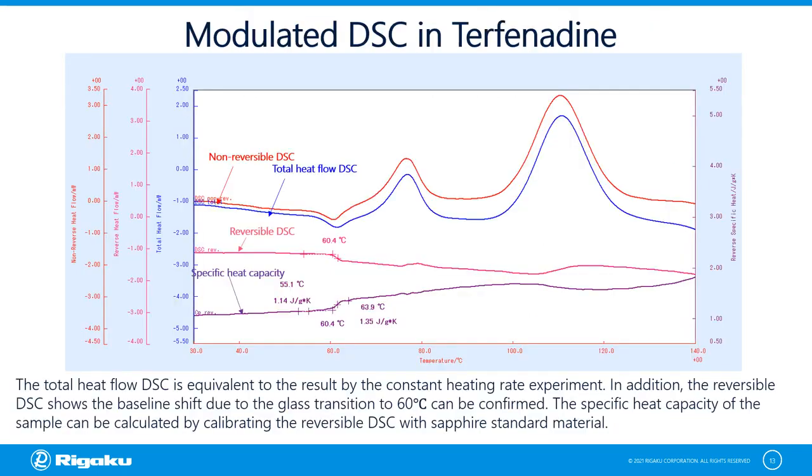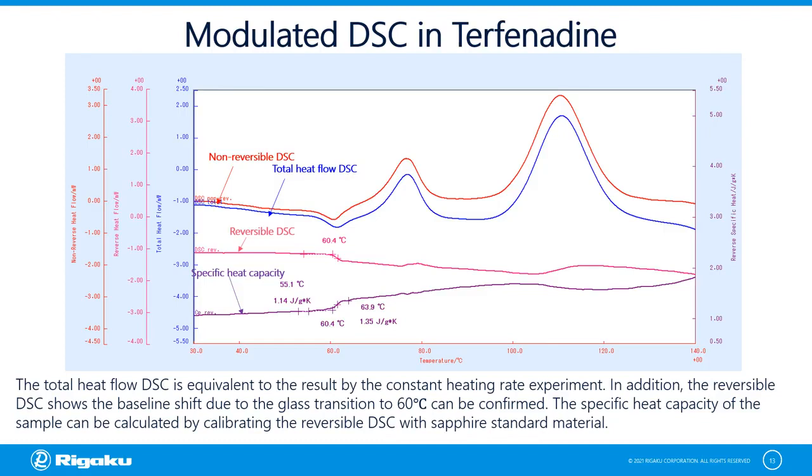The result of modulated DSC in terfenadine is shown in this slide. Here, the reversible heat flow or the reversible component is extracted from the DSC result and separated from the non-reversing heat flow or the non-reversible component. When the reversible heat flow is confirmed, a slight baseline shift in the endothermic direction can be seen at 60 degrees centigrade, confirming the glass transition.